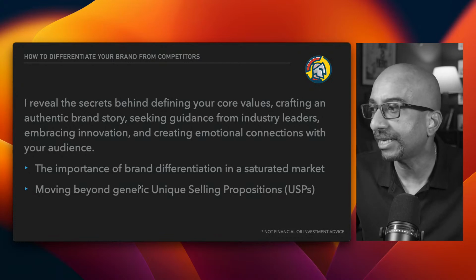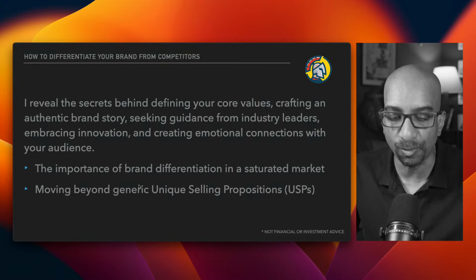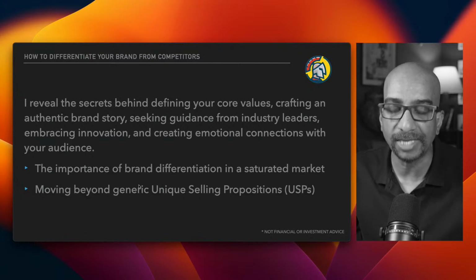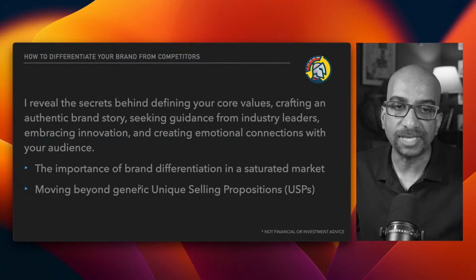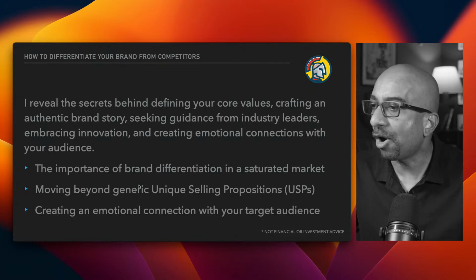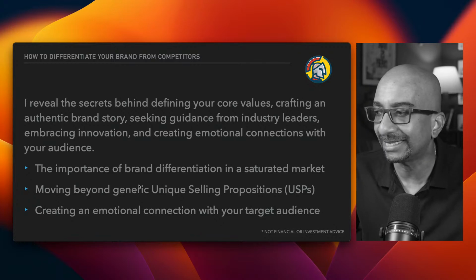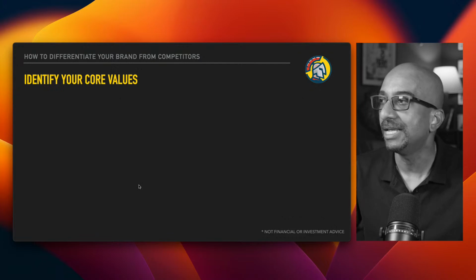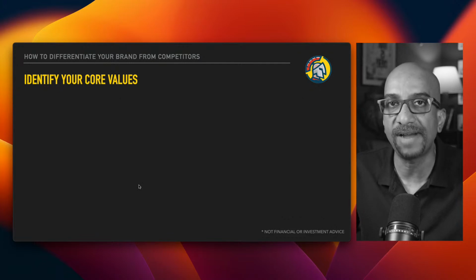Moving beyond generic unique selling propositions. So we want to really step away. Well, not really step away, but take a different angle, a different approach to USPs and all that. We're also talking about creating an emotional connection with the target audience. Okay, so let's get started. First, identifying the core values.